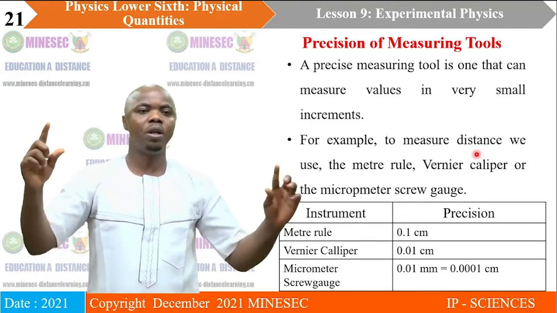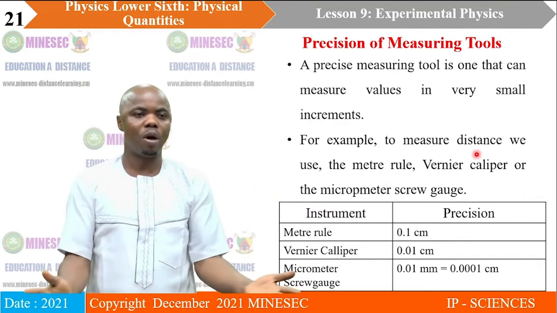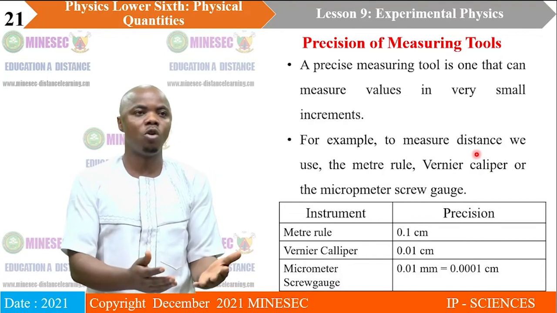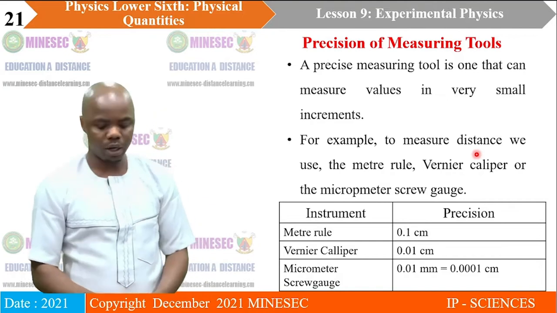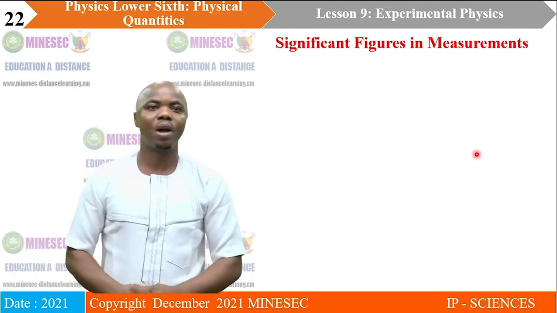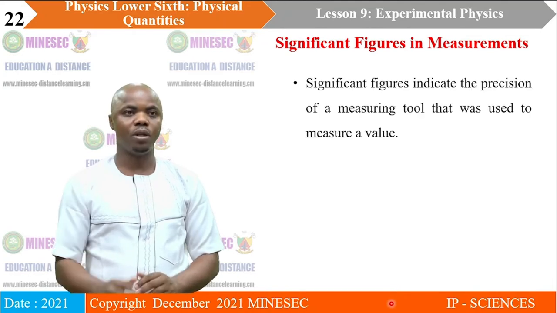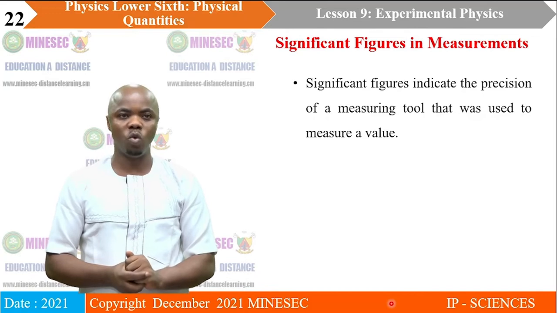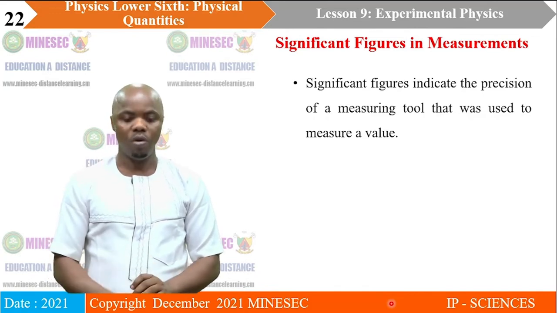So if you are given a wire to measure the diameter, what do you use to measure? The micrometer screw gauge, because it's more precise. If you use a metal rule, you will lose precision and you will not be able to measure correctly. Now, significant figures in measurement. What is the role of significant figures in measurement? Significant figures indicate the precision of a measuring tool that was used to measure a value.